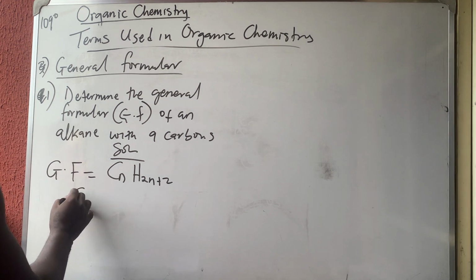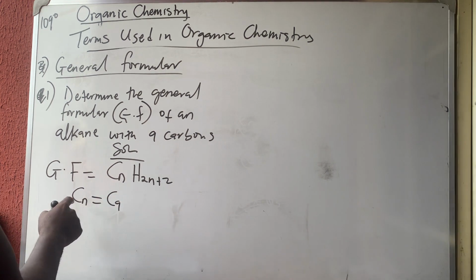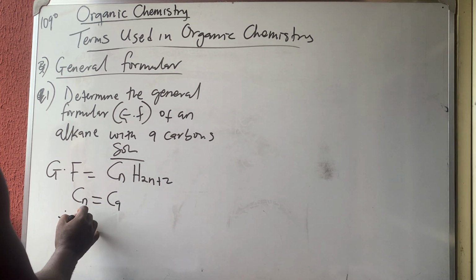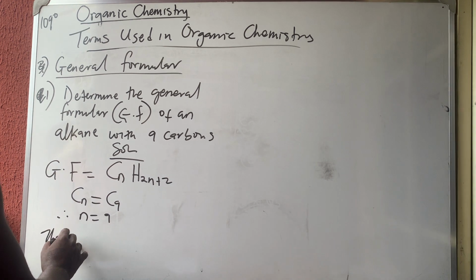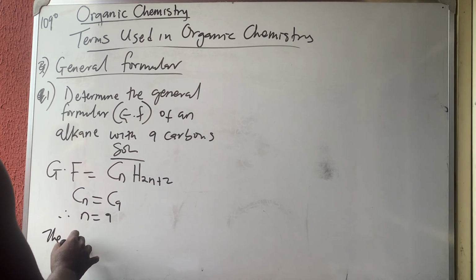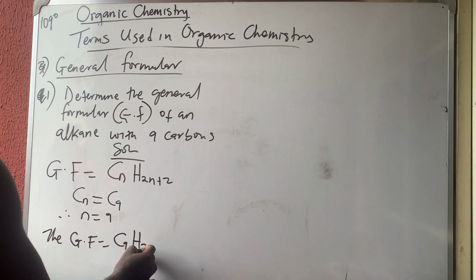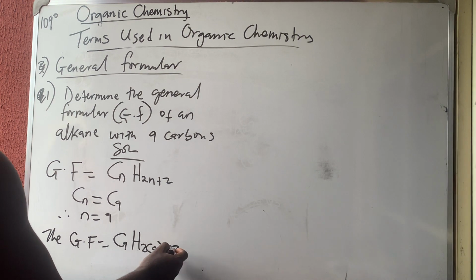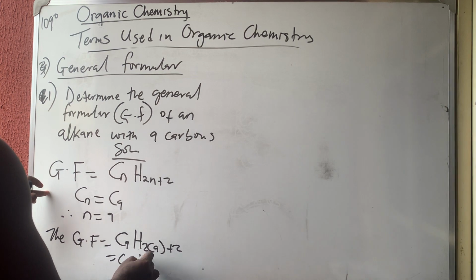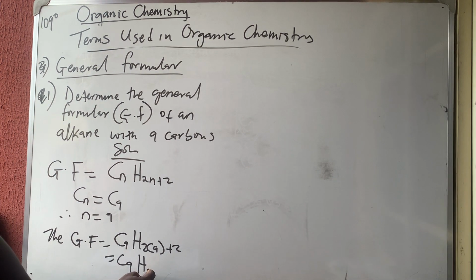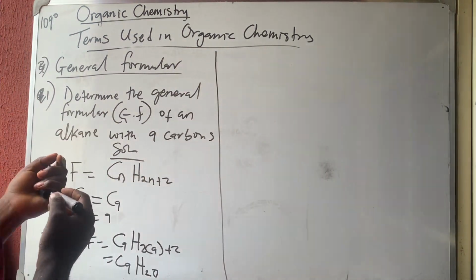And they say that Cn, the number of carbon, is 9 carbons. So if C cancels C, automatically we have that n is equal to 9. So if n is equal to 9, the general formula becomes C9H2 into 9 plus 2. So what do we have now? We now have C9H20. So that is the first question.